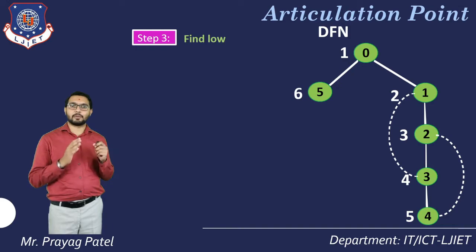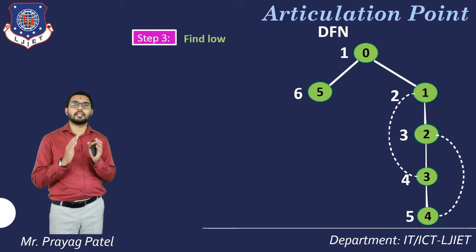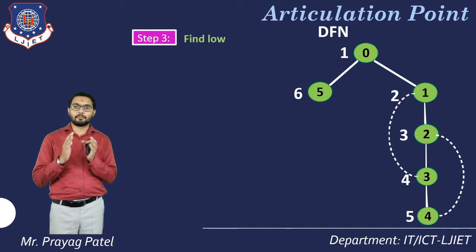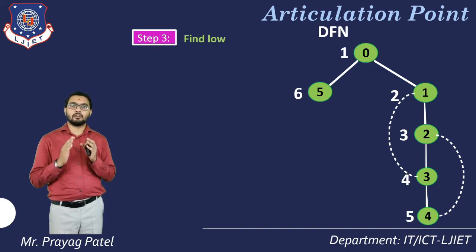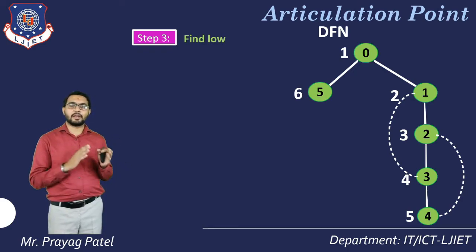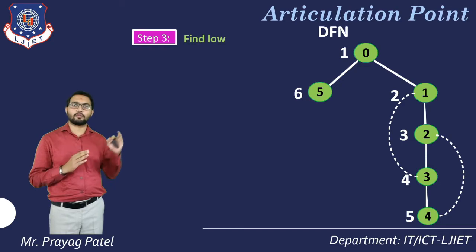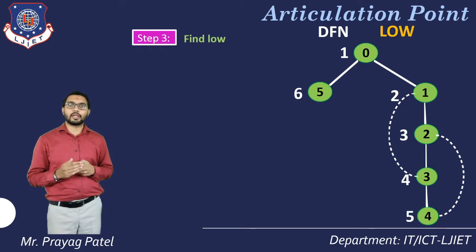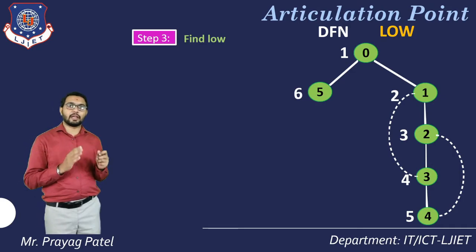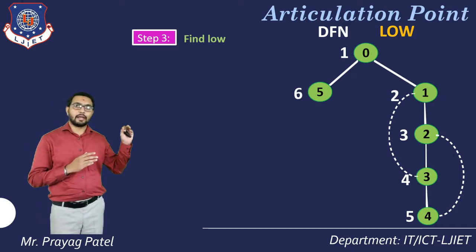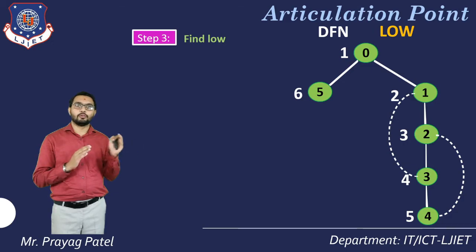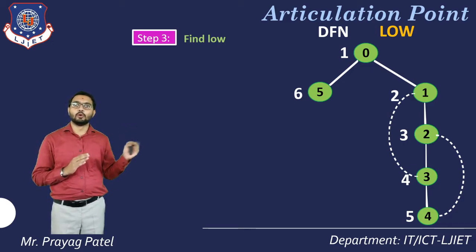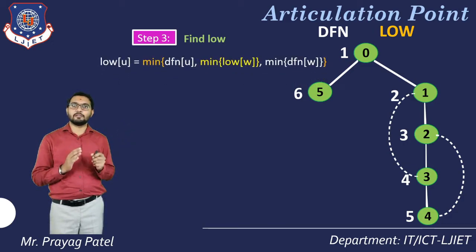In the next step, step number 3, find the low, because in our previous condition we checked low and DFN, comparing these two elements. So first we find the DFN, then next we find the low. How can we find the value of low and where do we put it? At the right side of the node, you can consider the value as a low. Now consider the equation to find the value of low.